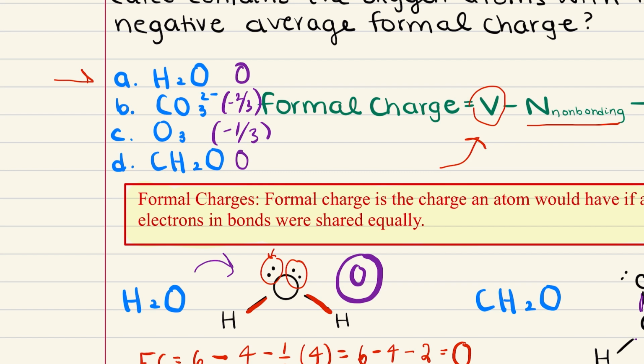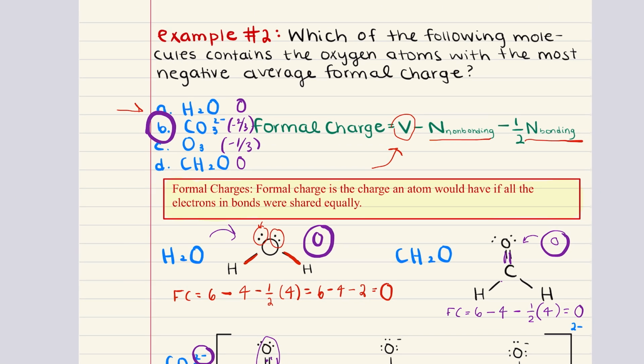Comparing the formal charges, the oxygen atoms in the carbonate ion have the most negative average formal charge of approximately -2 over 3. That'll be about -0.67. And so the correct answer here is going to be B. Problem 2 is B.